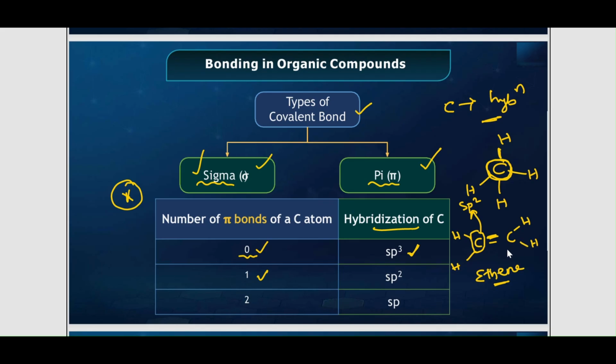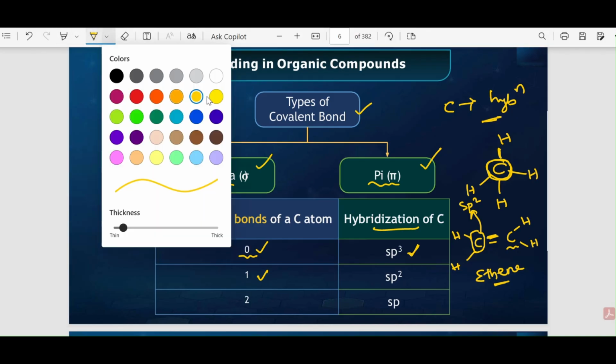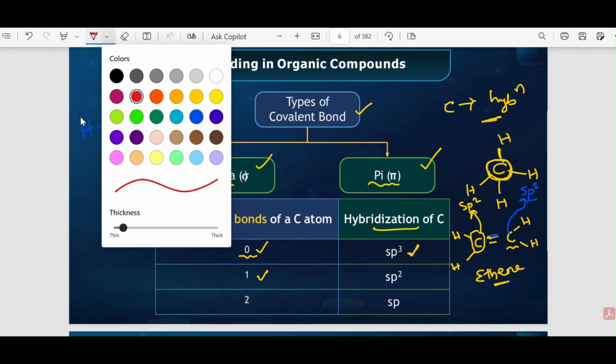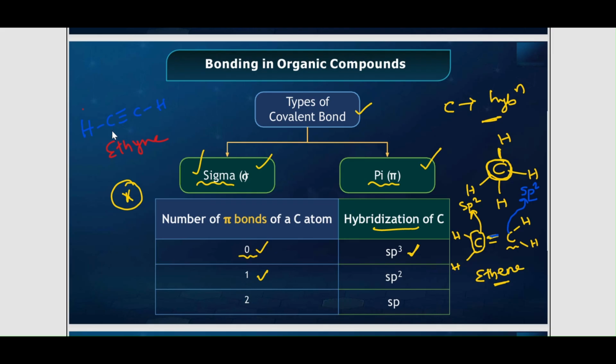Clear? Similarly, here one more carbon atom is also present. That carbon atom is also surrounded by one pi bond. Therefore, it also undergoes sp2 hybridization. Similarly, here I am giving one more example, that is ethyne. In the ethyne molecule, the carbon atoms are surrounded by, sorry, one pi bond here, one pi bond here. So therefore, total two pi bonds will be there. If two pi bonds are there, the hybridization will become sp. So here in the ethyne molecule, both the carbon atoms are surrounded by two pi bonds, therefore each carbon undergoes sp hybridization.